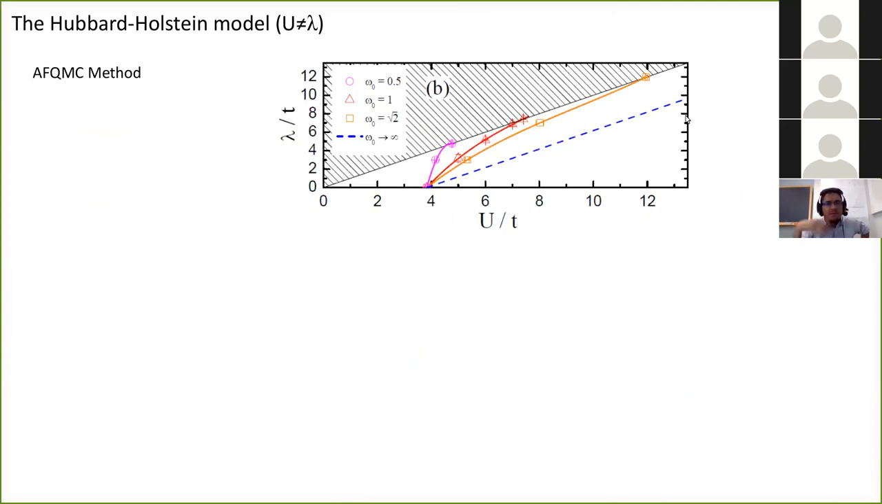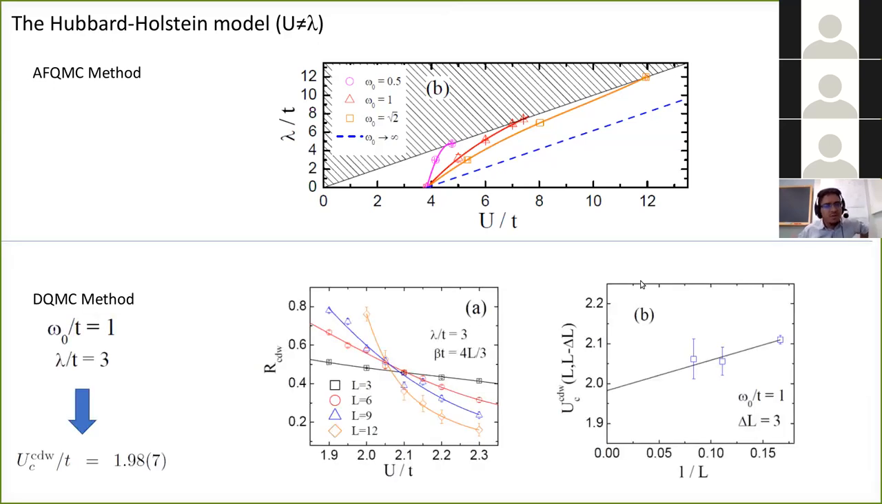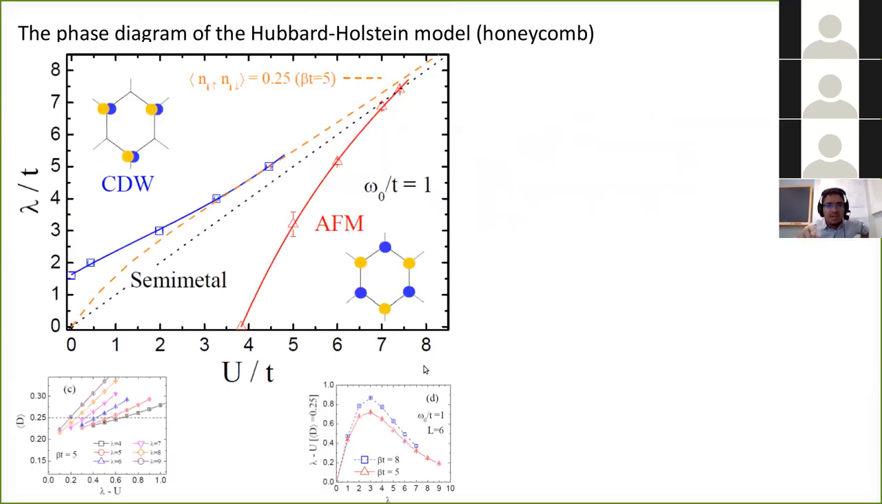And then performing this analysis of the correlation ratio, we can obtain the phase diagram for this positive U part. That's basically like that. So in other words, for small omega, your critical point goes very quickly to this line, but as you increase omega, your critical points are more and more close to this line in blue, that is the limit for the infinite omega value. The same we can do for the finite temperature. For instance, here is one result that we can obtain. And repeating the same procedure, we can obtain the phase diagram for the Hubbard-Holstein model at the honeycomb lattice.